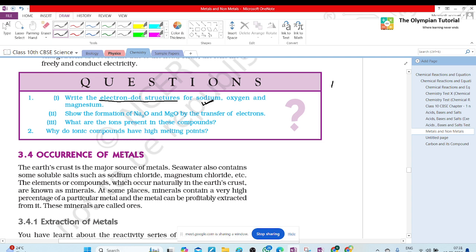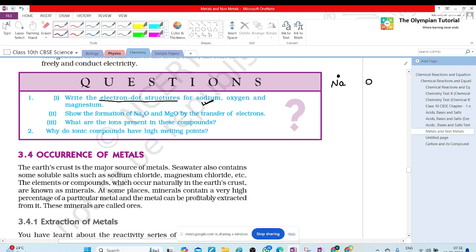Sodium's atomic number is 11. At the outermost shell, how many electrons? It'll be 2, 8, 1. So 1 electron.